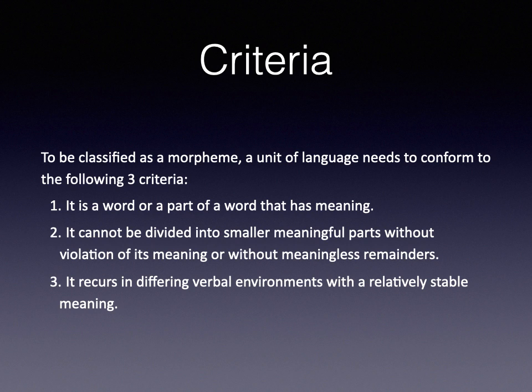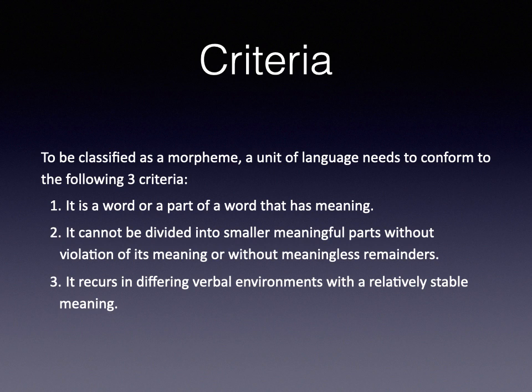unknown, or unable or unnecessary. All these are different verbal environments. That means you are combining un with different words. But in all these contexts, the meaning of the morpheme un is the same, or the grammatical function of the morpheme un is more or less the same. It is relatively stable. In all these contexts, un will make that word negative.